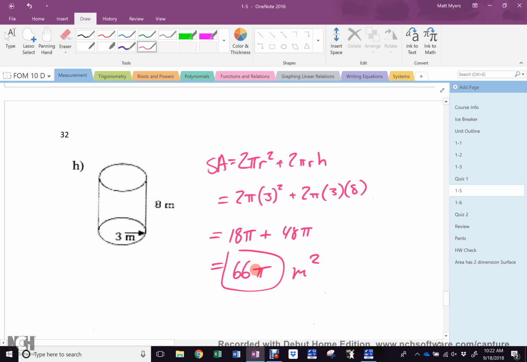But remember, that doesn't help you in the real world, does it? So you have to remember that this is in the real world. If you need an actual number, like to know how much paint you need to buy, then you've got to do 66 times the pi button, which will get you something like 207. Before you even did that, I just put 18 pi plus 48 pi.